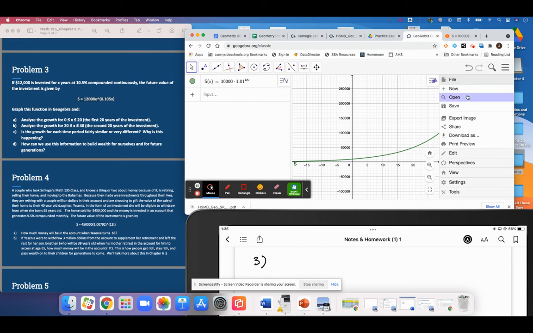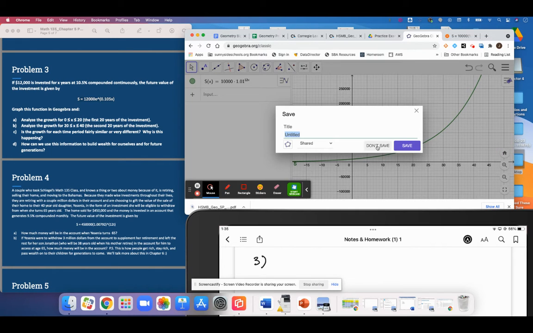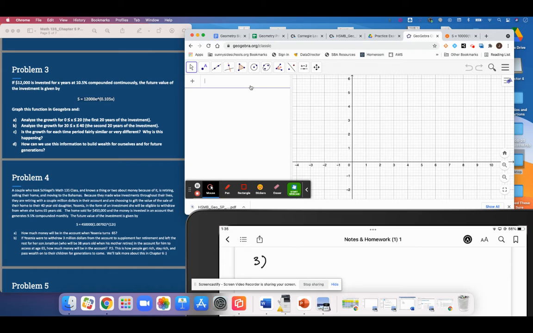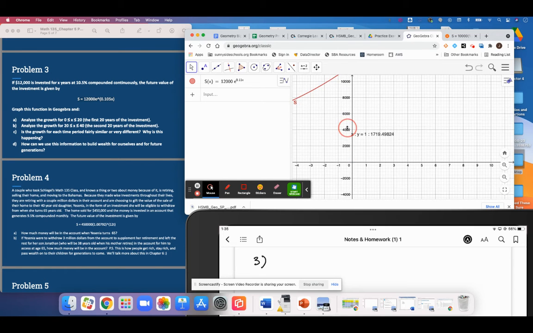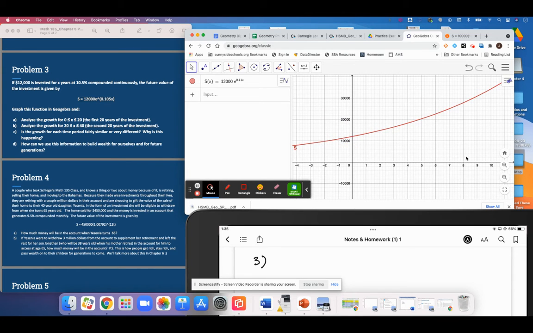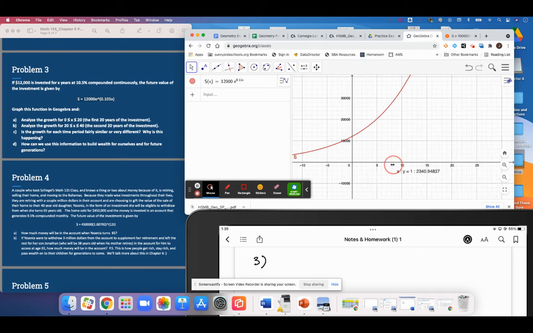So as you can probably guess, we've talked about this multiple times, that the growth is not going to be anywhere near the same for the first 20 years that it is for the second 20 years. It's going to explode and be growing extremely quick at some point here. So let's take a look at this graph and just get sort of a sense of what's going on here.